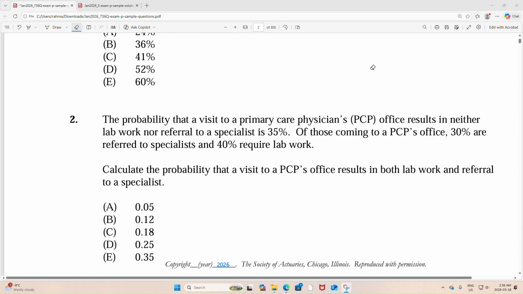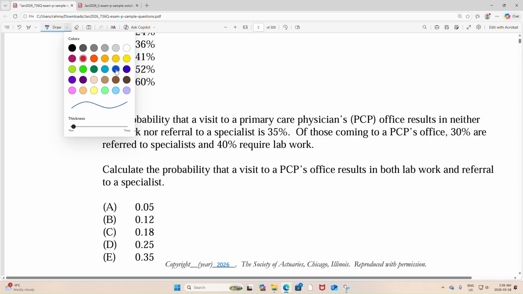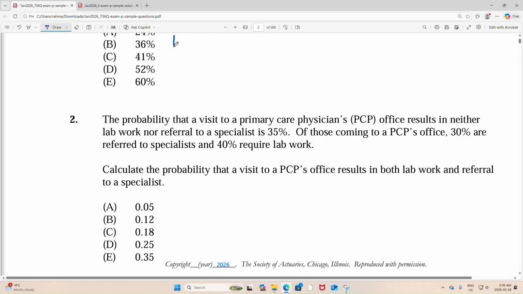Okay, so question number 2, the probability that a visit to the doctor's office results in neither lab work nor referral to a specialist is 35%. Of those coming to the office, 30% are referred to specialists and 40% require lab work. And the question is to calculate the probability that a visit to the office results in both lab work and referral to a specialist. Okay, so as I mentioned in the first video, the easiest way to solve these kinds of problems is with a Venn diagram.